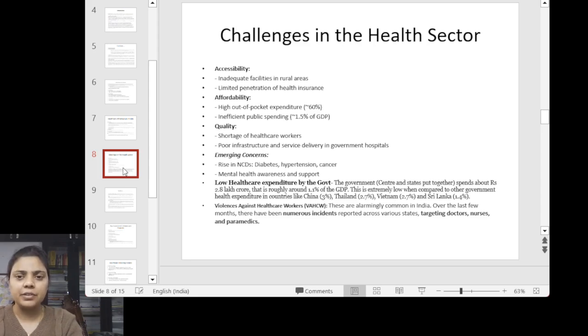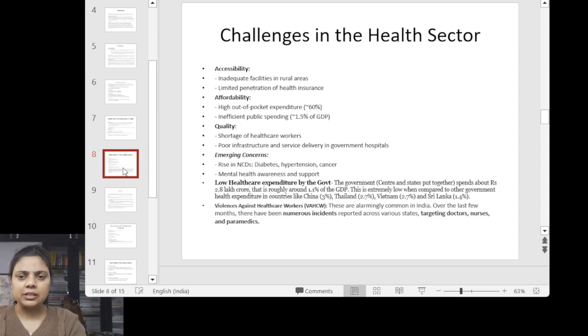The next is affordability, like high out-of-pocket expenditure. If you have been with me in the last three videos, I have talked about this also. As per the WHO, the out-of-pocket expenditure of Indians is 63%. Here it's written 60, so it's okay, you might recheck it also. It's between 60 to 65% in the health sector.